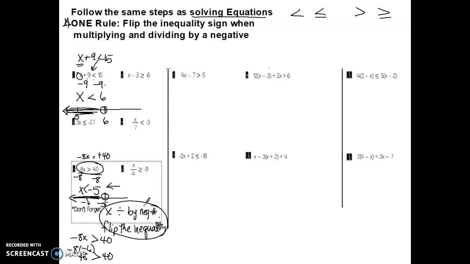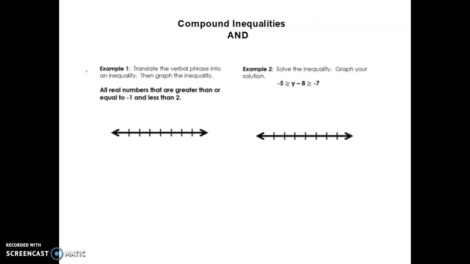I'm going to let you try the rest of these on your own, but you're following the same steps. You're distributing. You have to move the x terms to the left-hand side and move the constants to the right. So the terms with the variables, and then check your answer to make sure that you have your inequality sign so the x's make the statement true. Try these ones on your own, and we're going to talk about compound inequalities.